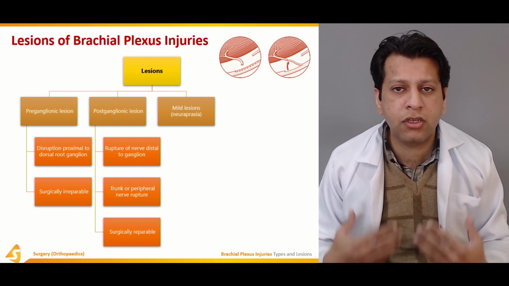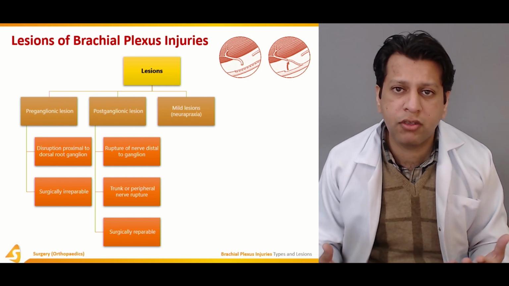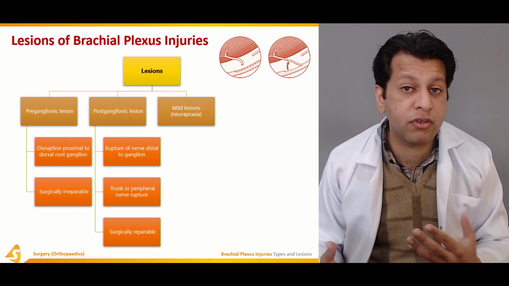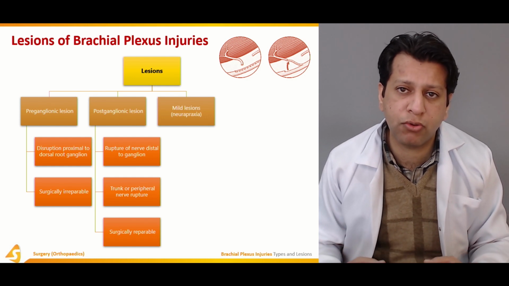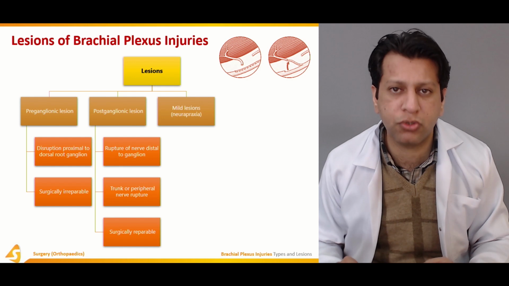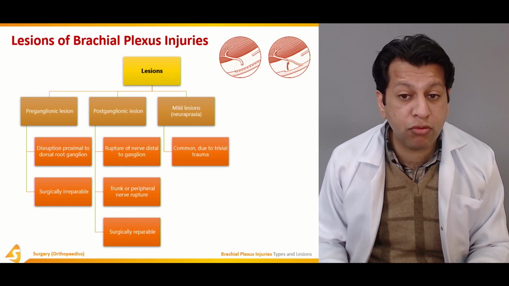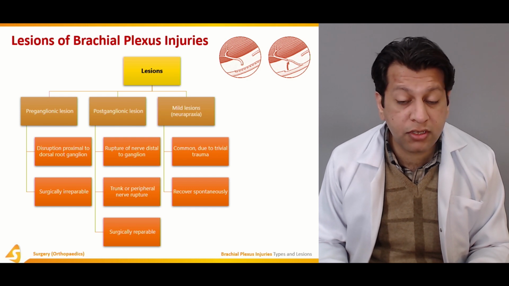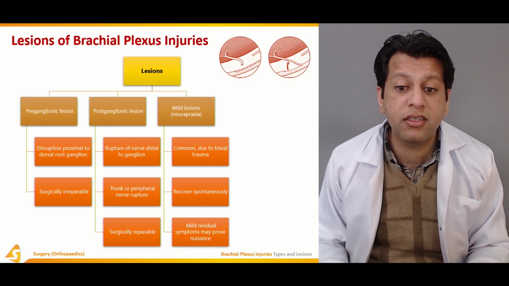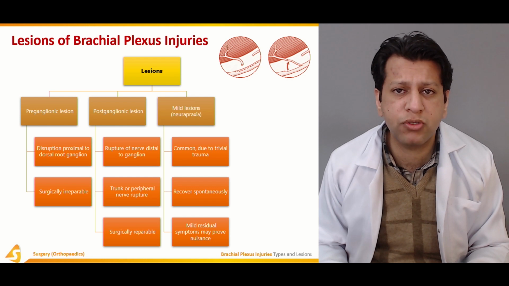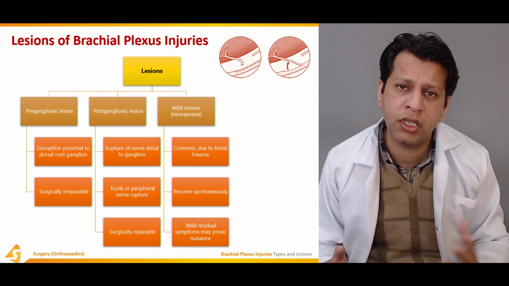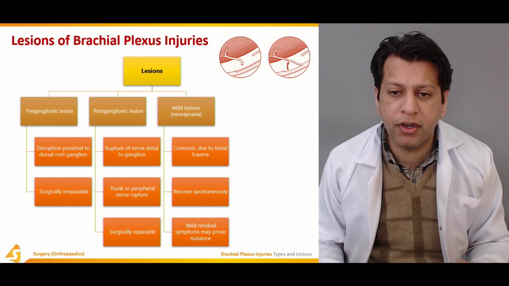Nerve regains its function, and this usually results in a more favorable prognosis as compared to preganglionic and postganglionic lesions. It is common due to trivial trauma and recovers spontaneously, as it's a neuropraxia. There are mild residual symptoms which may prove a nuisance, but usually with aggressive physiotherapy, the symptoms can be covered.